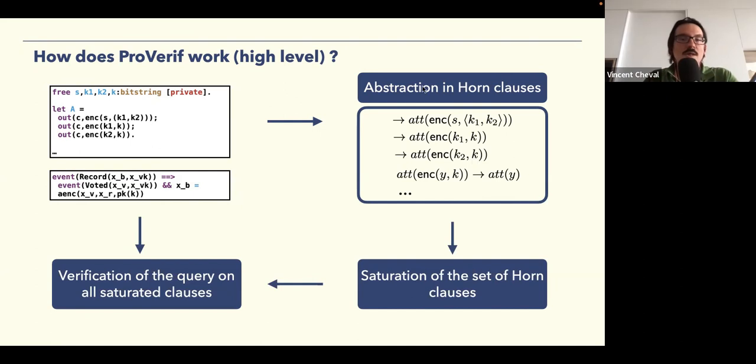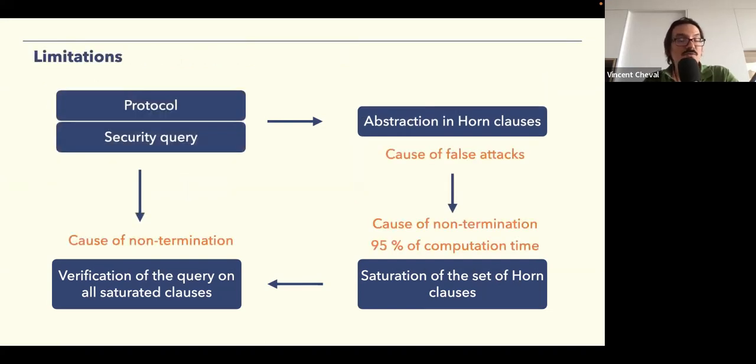Once the whole protocol is abstracted into Horn clauses, ProVerif will apply a saturation to simplify the clauses and put them in a nice, simple form, such that the verification of the query on those saturated clauses is easy to check. That's the cycle that constitutes the ProVerif algorithm. But in general, the issue of false attacks comes from the abstraction into Horn clauses. Saturation of Horn clauses is where the cases of non-termination happen.